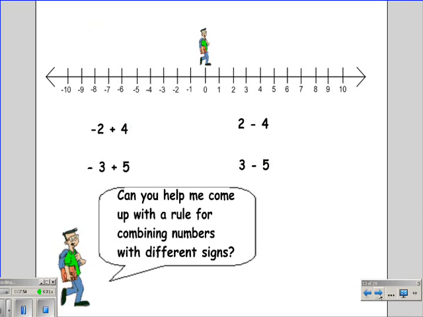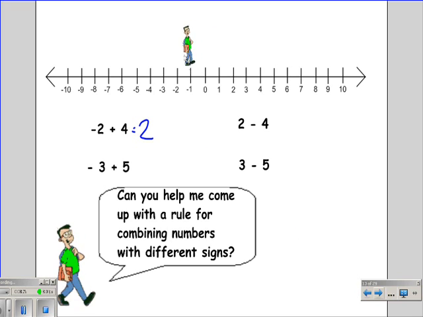So as I move on, let's take a look at some other problems here. We mixed up some of our symbols. So we have negative 2 plus 4. I'm going to start at negative 2. I move to the right 4. 1, 2, 3, 4. And I end up at a positive 2. So negative 2 plus 4 is 2.